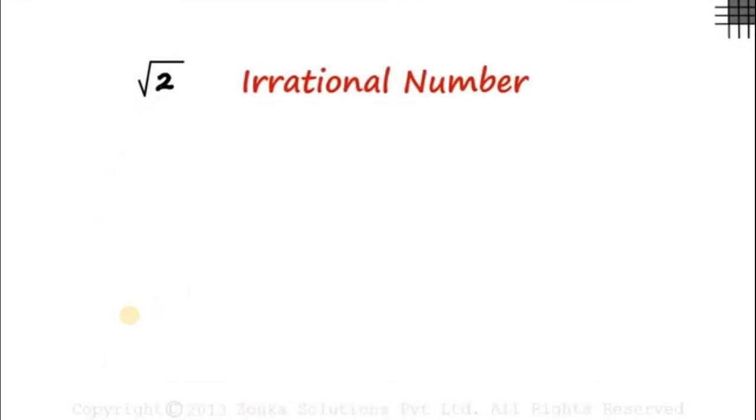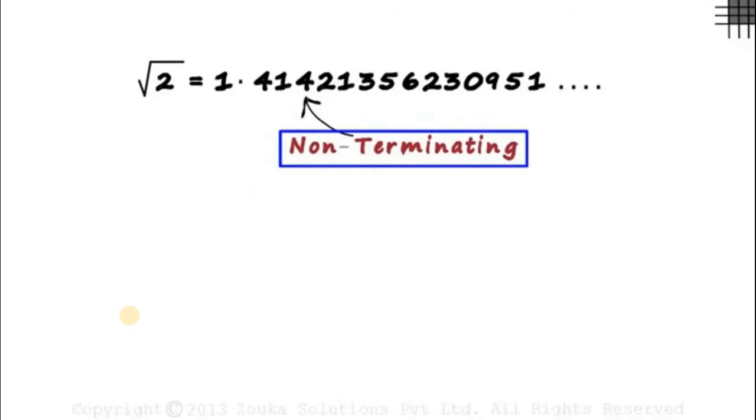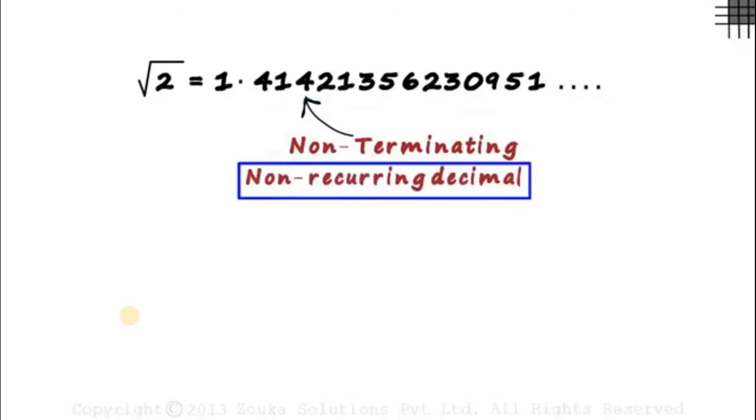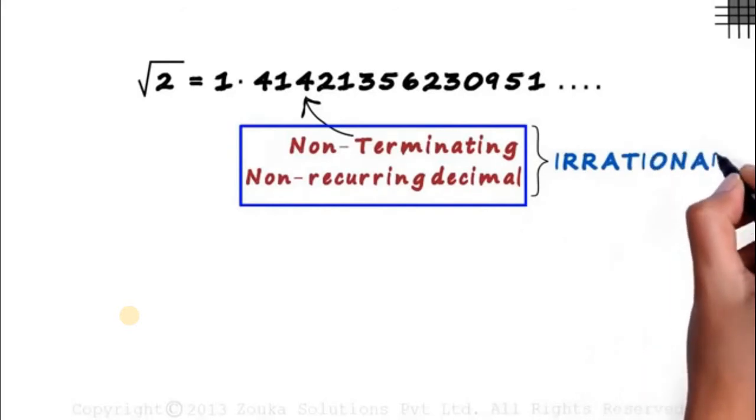We all know that the square root of 2 is an irrational number. If we use a calculator to get the value of root 2, you will get a value like 1.41421356230 and so on. This value is non-terminating. It is never ending. Also, you will not find any pattern in the digits after the decimal, and hence it is called a non-recurring decimal. There is no pattern that occurs again and again. These kinds of numbers are called irrational numbers.